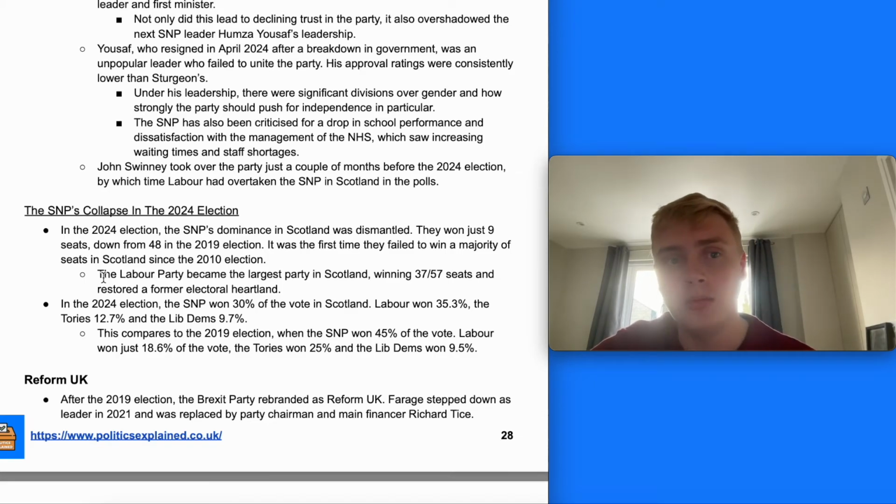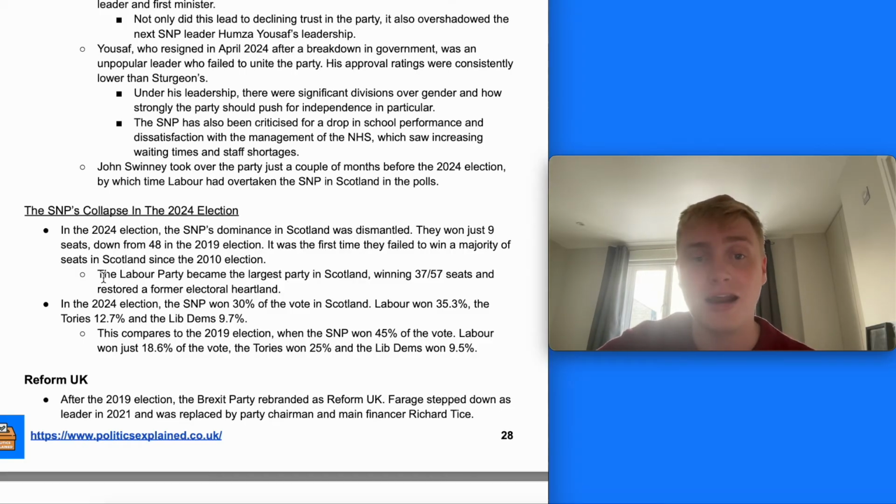He was a largely unpopular leader who failed to unite the party, and his approval ratings were consistently lower than Sturgeon's. Under his leadership, there were significant divisions over gender and how strongly the party should push for independence in particular. And the SNP has also been criticised for a drop in school performance and dissatisfaction with the management of the NHS, which saw increasing waiting times and staff shortages. For much more detail on that, look at the updated textbook on UK government and the devolution section.